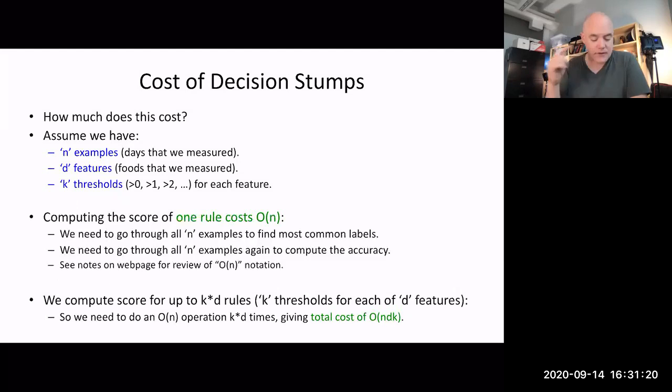And in order to actually learn the stump, we have to do this k times d times, assuming that there are k thresholds for each of the d features. So we need to do order n operations, k times d times, which gives us a total computational cost of big O n times d times k to learn the decision stump.